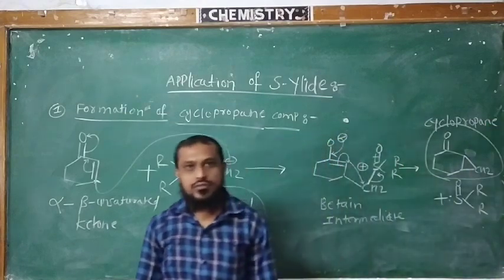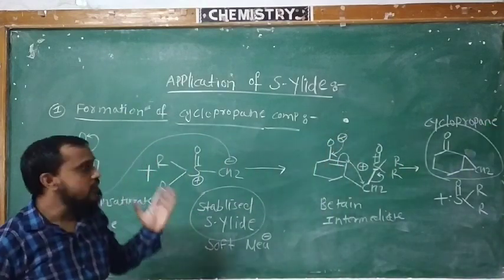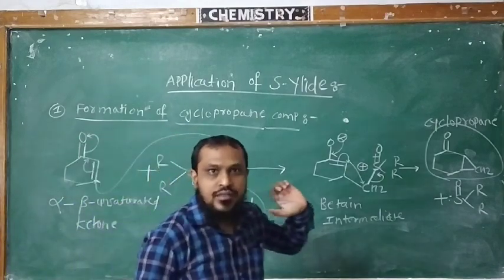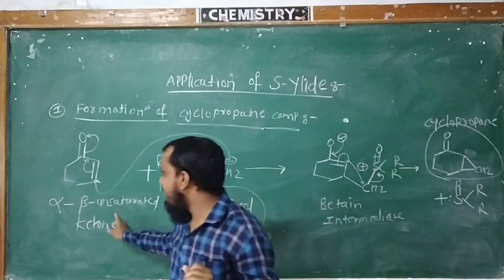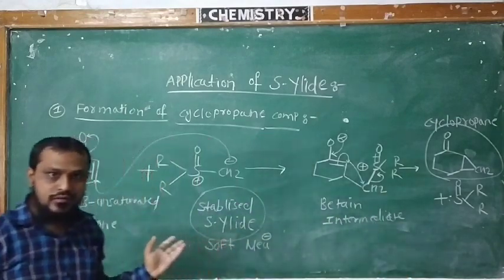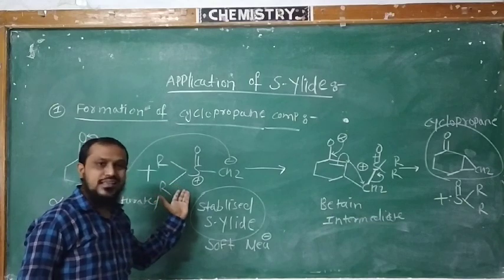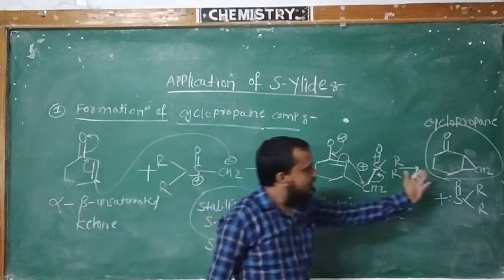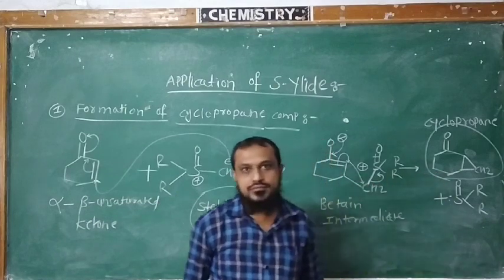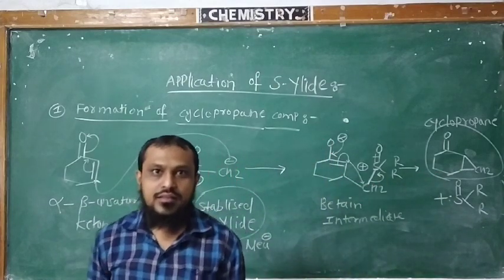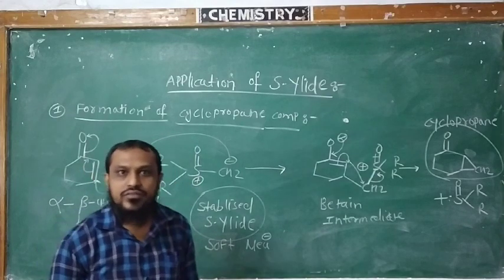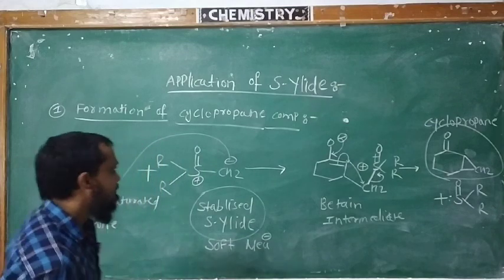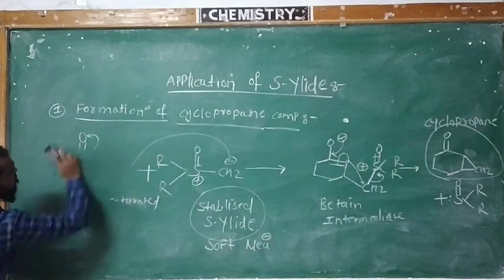compound. Now the second application of sulfur ylide is the formation of cyclopropane compound. If the substrate molecule is an alpha beta unsaturated compound, it reacts with stabilized sulfur ylide to form a cyclopropane compound. This is the second application of sulfur ylide. Now here I have taken one example. Let's see here.